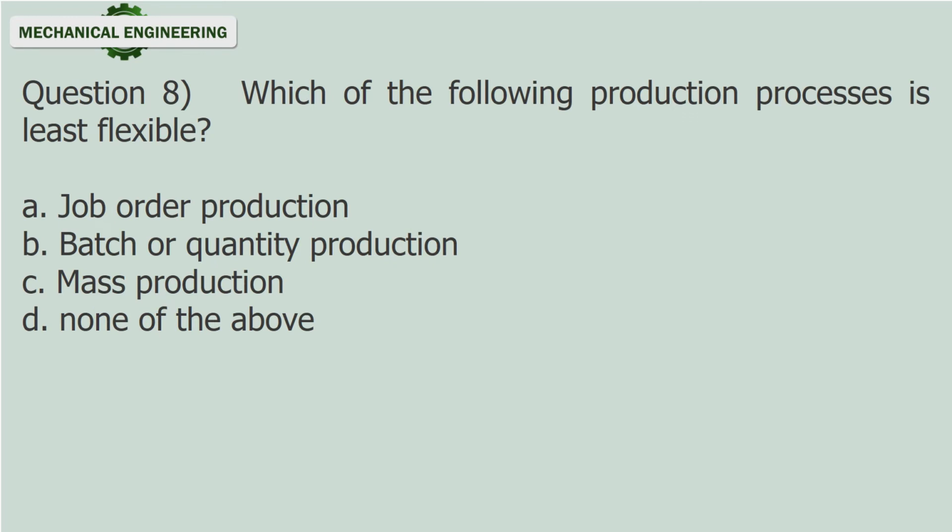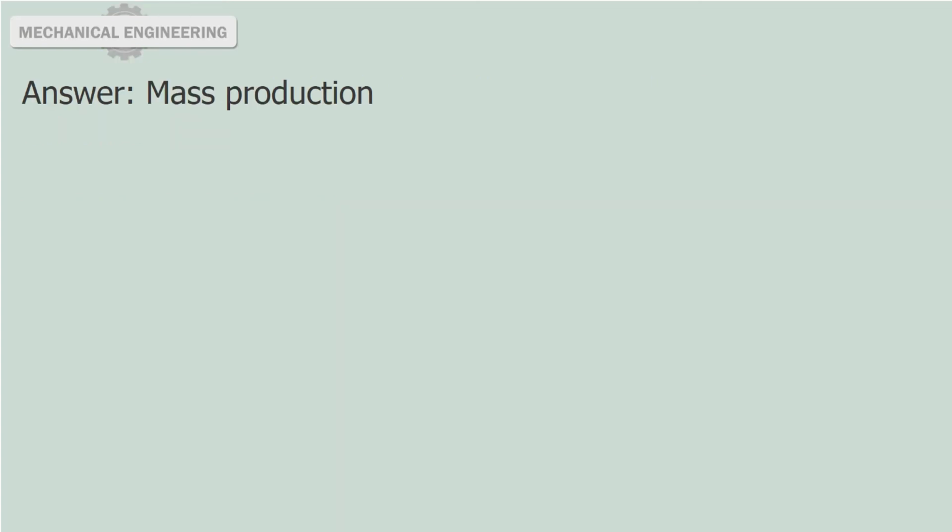Question 8. Which of the following production processes is least flexible? A. Job order production. B. Batch or quantity production. C. Mass production. D. None of the above. Answer: mass production.